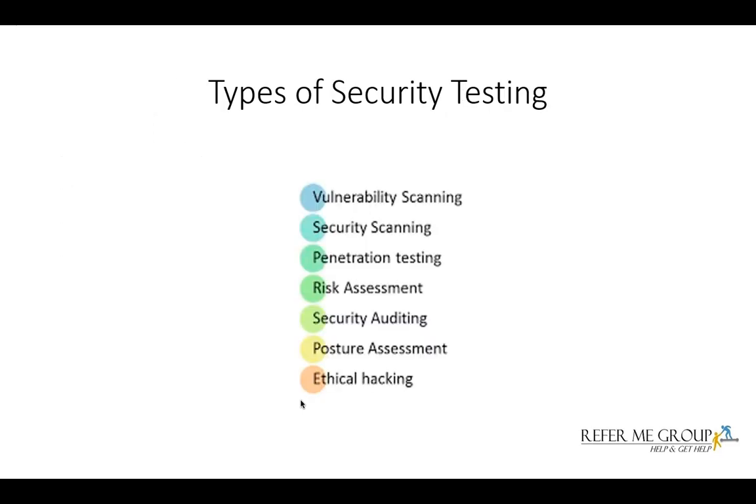Penetration testing is also a type of security testing, but there are other types of security testing which we'll do: vulnerability scanning, security scanning, risk assessment, security auditing, posture assessment, and ethical hacking. Ethical hacking is very broad, and we are not going to talk much about it, but we are going to talk mostly about penetration testing and all the other stuff, which is basically scanning, assessment, and auditing. So you will scan for problems, do the assessments, do the auditing, and then do the security testing and everything.